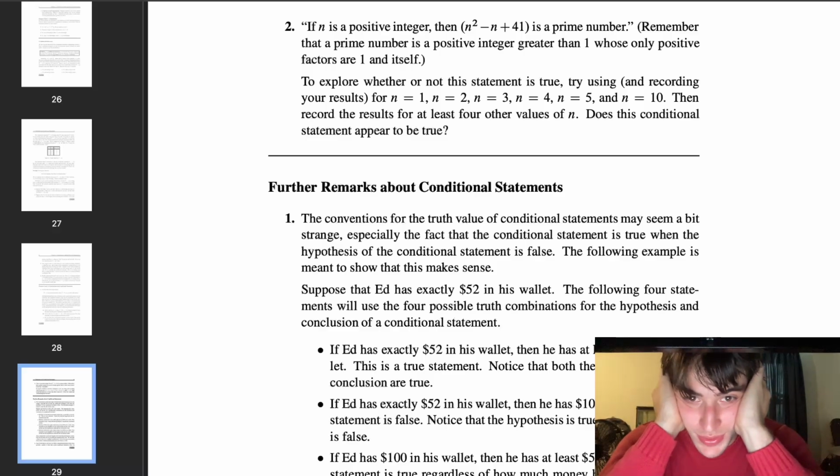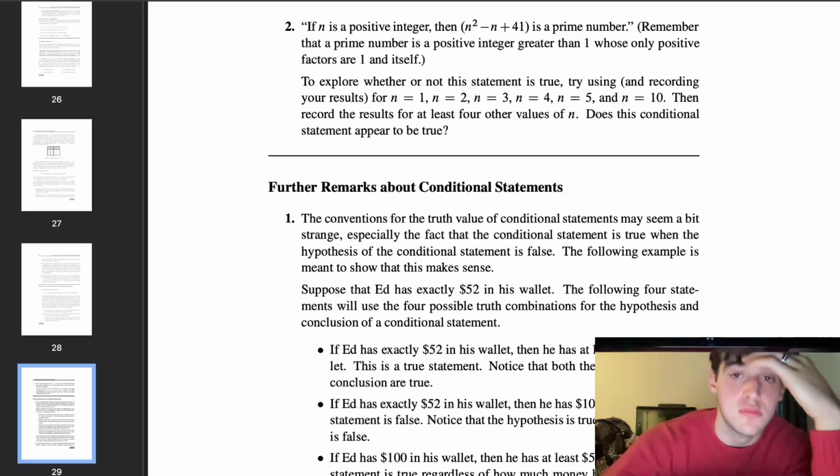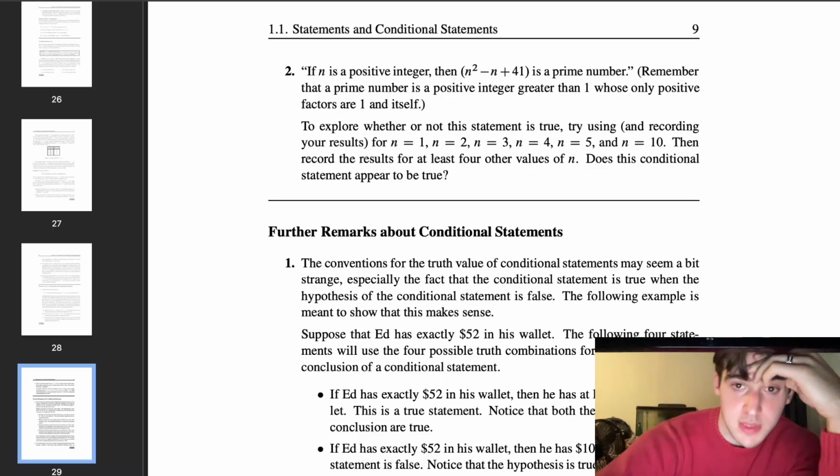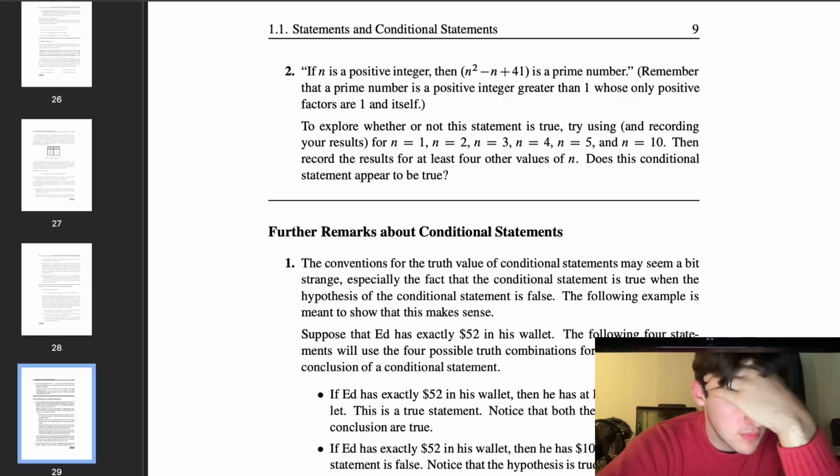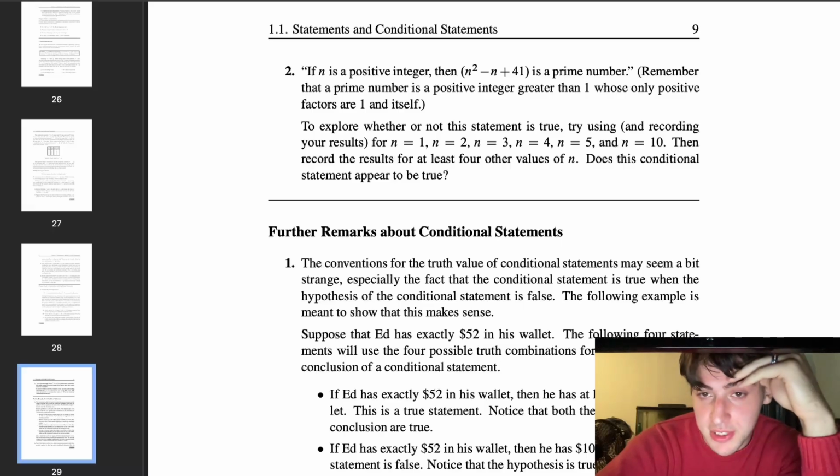To explore whether or not this statement is true, try using and recording your results for n equals 1, 2, 3, 4, 5, and 10. Then record the results for at least 4 other values of n. Does this conditional statement appear to be true? All right, let's do 1. 1 minus 1 plus 41. Yeah, I think that's a prime number. I'm pretty sure. I can't think of any factors beside 1 and 41.